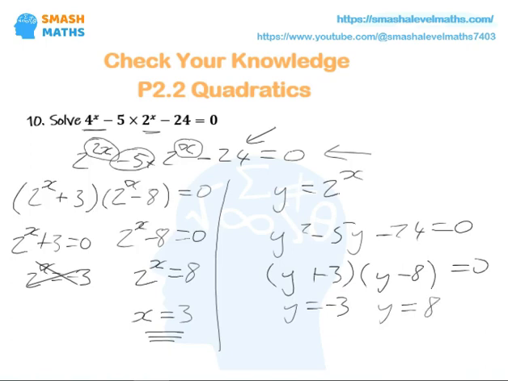And then finally that leads us back to reverse the substitution. 2 to the power x equals minus 3. 2 to the power x equals 8, and then from there we've got our x equals 3 as before, ignoring that one.